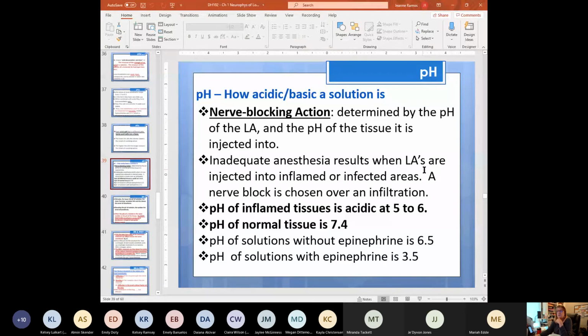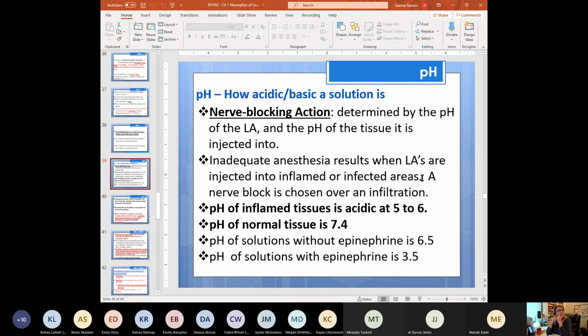So inadequate anesthesia results when the local anesthetics are injected into inflamed or infected areas. And that's why that's a cardinal rule that we never ever inject into an inflamed or infected area, because number one, anything that's inflamed or infected is highly acidic. So anything you put in there is going to sting even that much more. The more acidic it is, the more it stings when you inject it. And it also will cause much more bleeding, because local anesthetics first of all will vasodilate those blood vessels, which will bring a bunch of blood flow into the area, and it will start bleeding a lot. So we never want to do that.